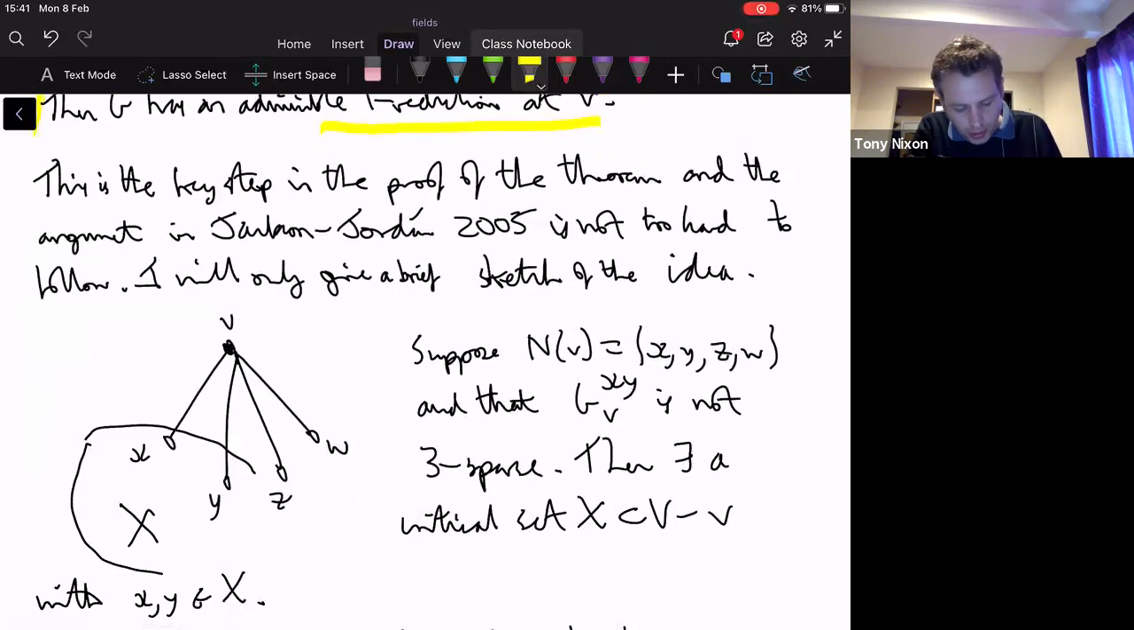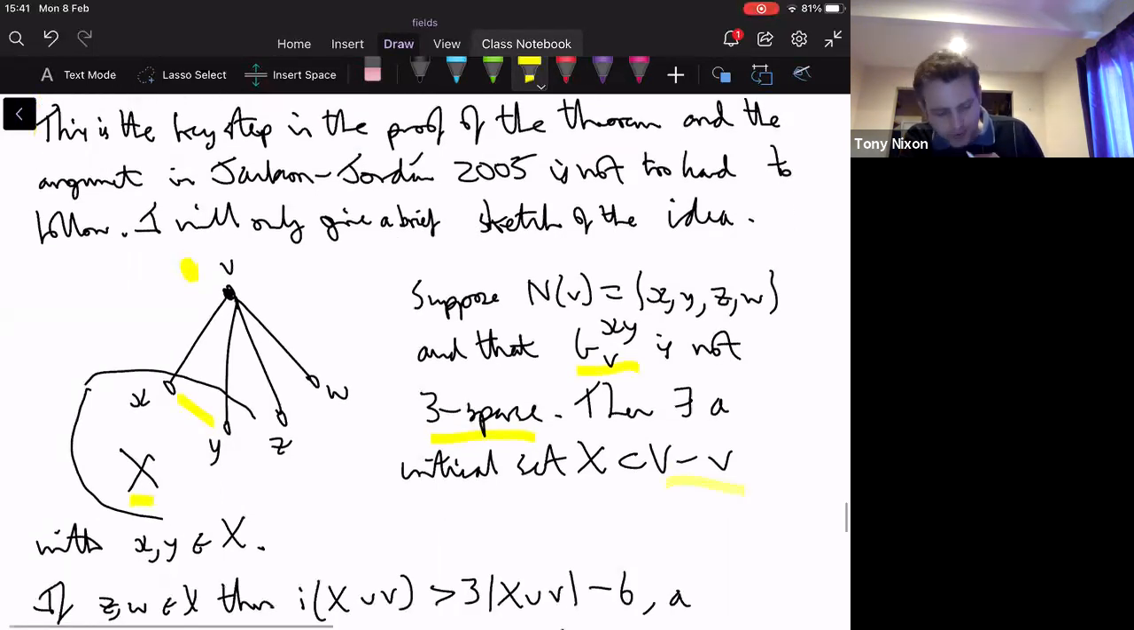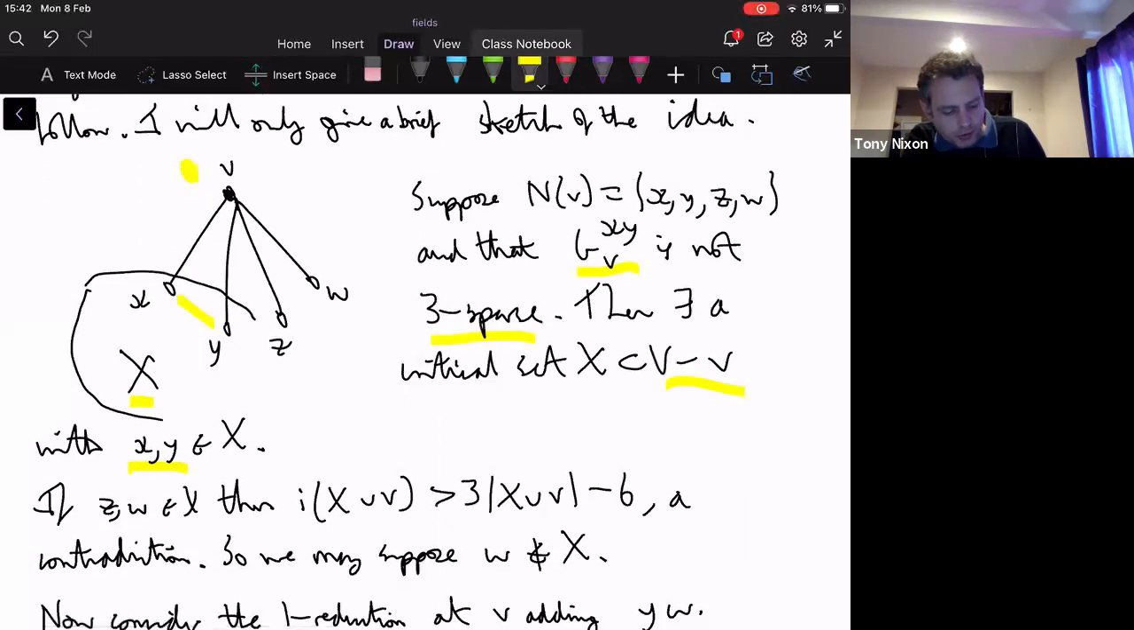I wanted to give some indication of their argument, even though I'm not doing the proof, because it gives you the idea. So you start with your vertex of degree 4, and let's suppose that it's not admissible. If it is, then we'll be happy because we'll be done. But suppose it's not, then G_V,XY is not free sparse for some reduction. So we couldn't add this edge, which gives us a critical set X in V minus V containing XY. And we have to think about where to go from there.